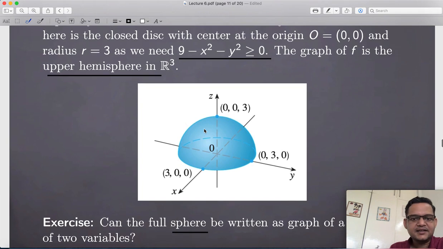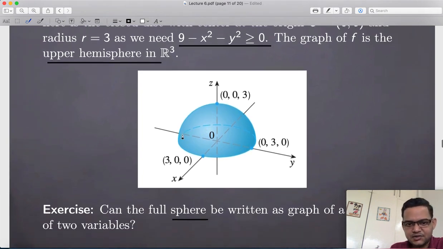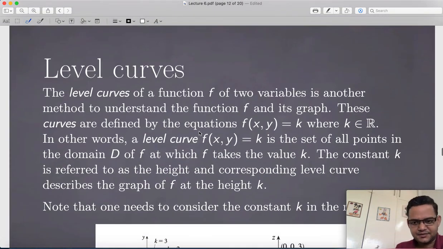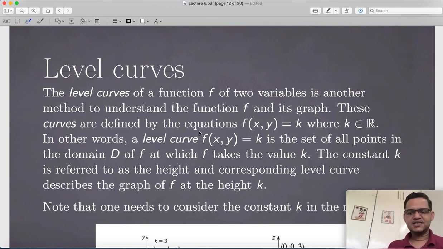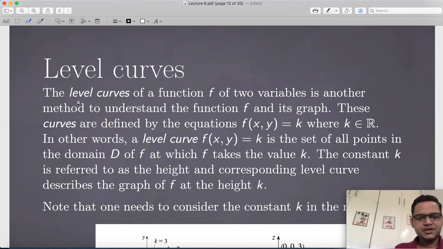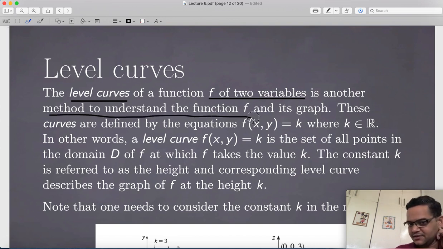All right, and now what we will do is, you see this thing is sitting in R3, so we will cut slices through this. That gives rise to the notion of level curves. This is a tool to study higher dimensional things, or things which are sitting in 3 dimensions. So the level curves of a function: you take a function of two variables. As I said, level curves are a method to understand the graph, and of course when I say graph, you mean you are trying to understand the function.